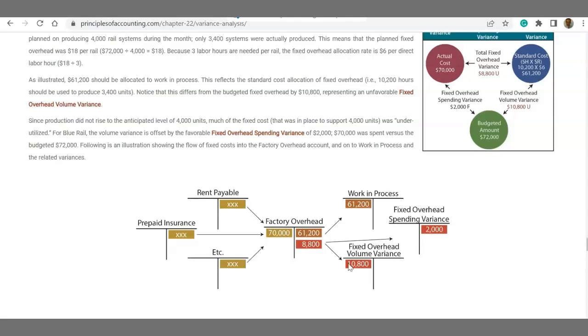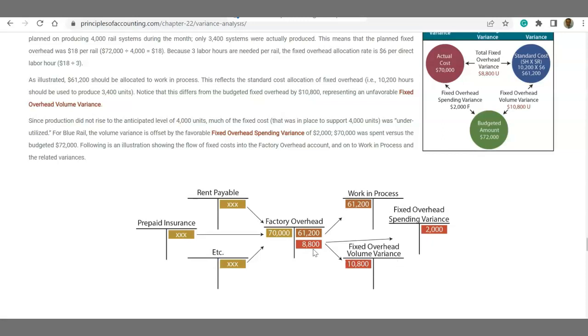So that 8,800, that's where the difference is. And that extra overhead application needs to go somewhere. We don't want to put it more than we're supposed to in the work in process based on direct labor hours that we actually work. So the extra goes to fixed overhead volume variance, 10,800 in fixed overhead volume variance as a debit, because it's unfavorable because the volume of production was low. But fixed overhead spending variance will be $2,000 credited, and that's where the difference of $8,800 is going. So 2,000 over there and 10,800 in here. That's a credit, that's a debit.